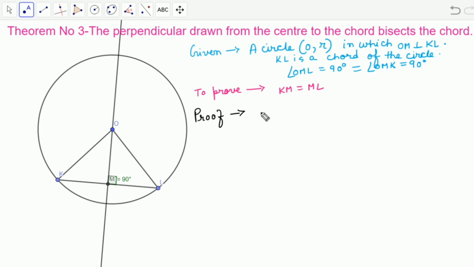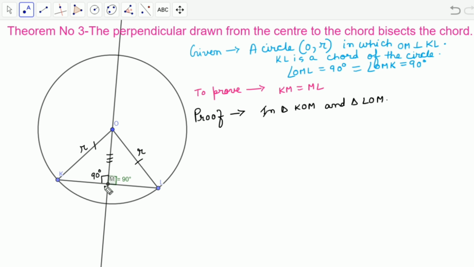So again we can see two triangles. In triangle KOM and triangle LOM, what we can see is that this is 90 degrees, so this angle is also 90 degrees. Both angles are 90 degrees. And can you see KO is the radius and OL is also the radius, so these two will be equal.